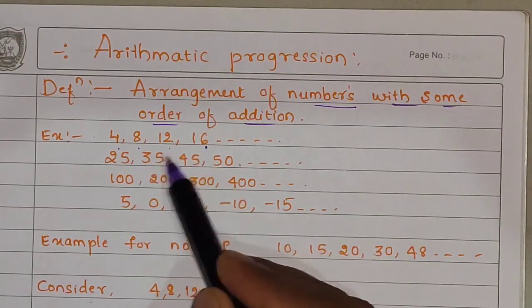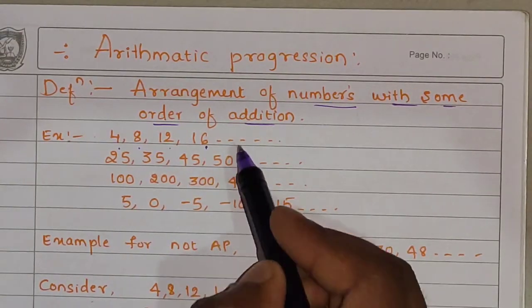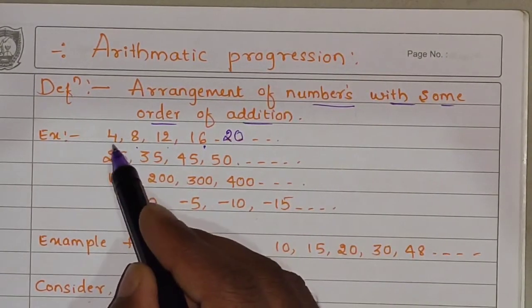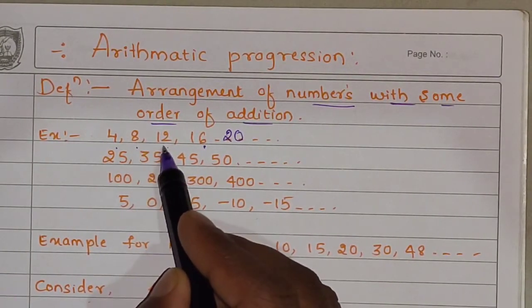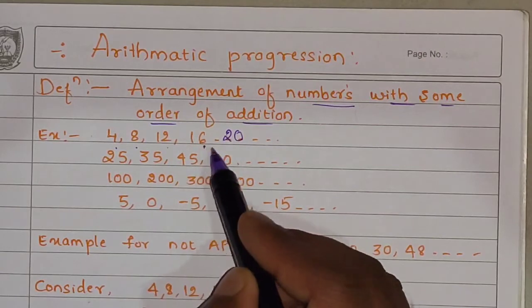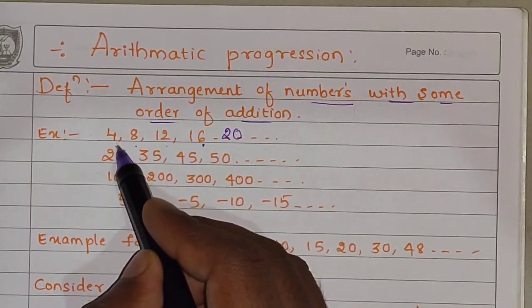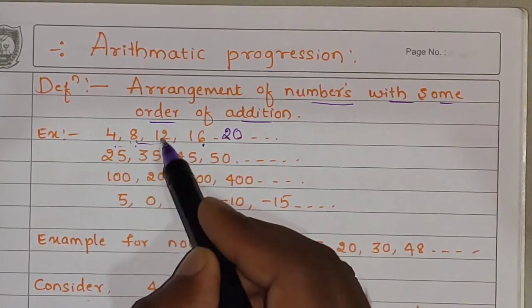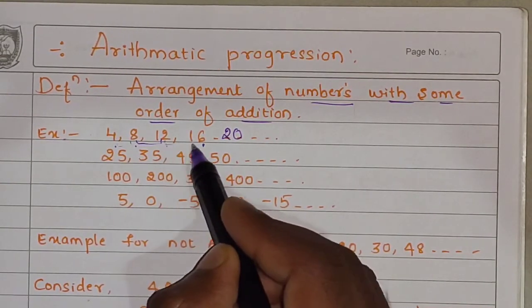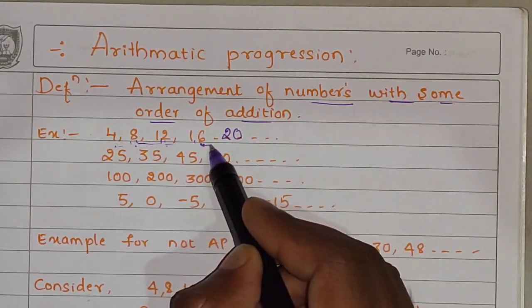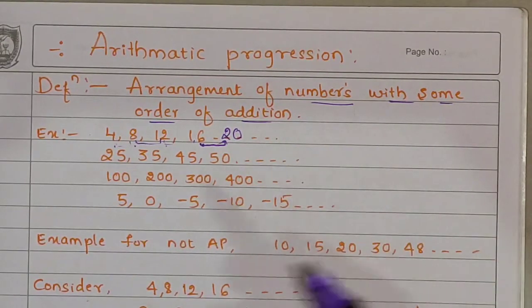By observation of these numbers, we can predict the next number. That number will be 20. How did this 20 come? After 4, 8 is there; after 8, 12 is there; after 12, 16 is there; after 16, what can we write? 20. It means the common difference between 4 and 8 is 4, and between 8 and 12 the difference is 4. The difference between these two numbers is again 4. So we are adding 4 to this 16. 16 plus 4 will yield 20. This is an example of arithmetic progression.